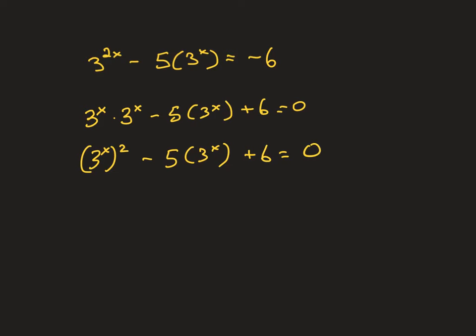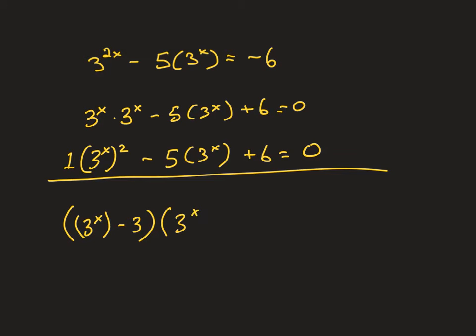If this isn't factorable, I could just use the quadratic formula. Let's see if it's factorable first. So we've got 1 times something squared minus 5 times something plus 6. So let's say minus 3 minus 2. So this is going to be 3 to the power of x minus 3.